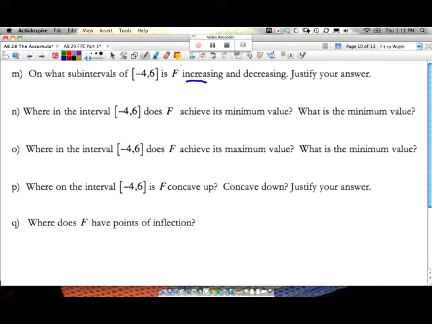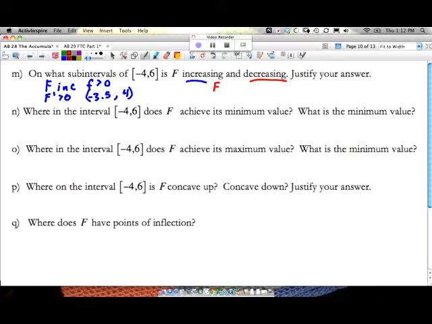So on what subintervals are we increasing and decreasing? So remember that capital F increasing means capital F prime is greater than 0, which also means that little f is greater than 0 for the most part here. So when is that true? Well, that is true from -3.5 all the way up until 4.